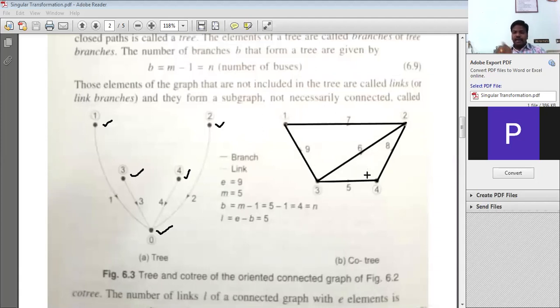So the entire graph is the combination of a tree and a co-tree. What is a tree? A tree is just that which does not have any closed paths in a particular graph. If any closed path is there, obviously you can call that a co-tree.